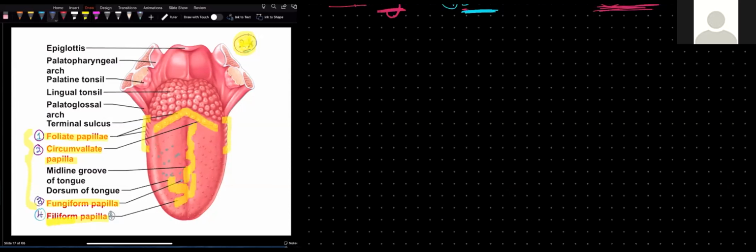Those reddish dots scattered between the filiform papillae, those are the fungiform papillae. Appearing as a V-shaped line in the dorsum in the posterior part of the tongue, those are my circumvallate papillae, and occupying the posterior one third of the lateral parts of my tongue, those are going to be my foliate papillae.